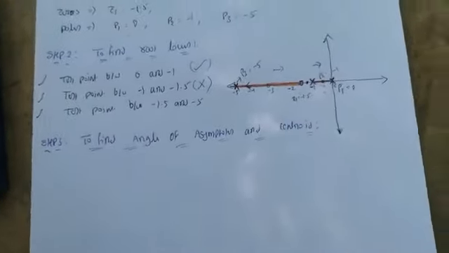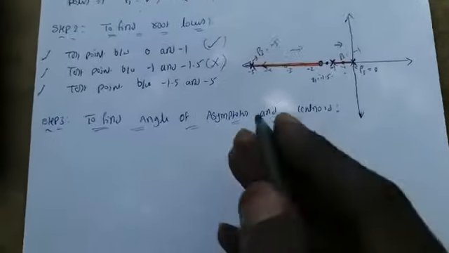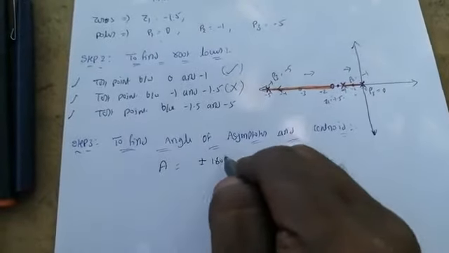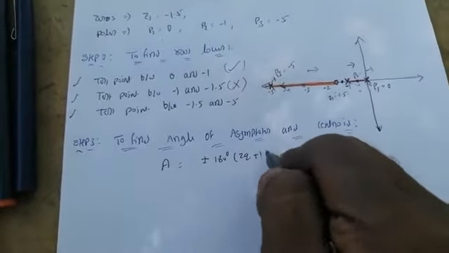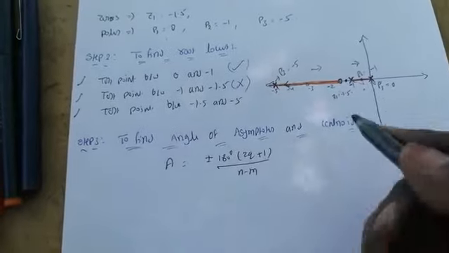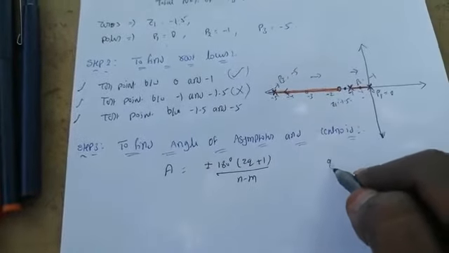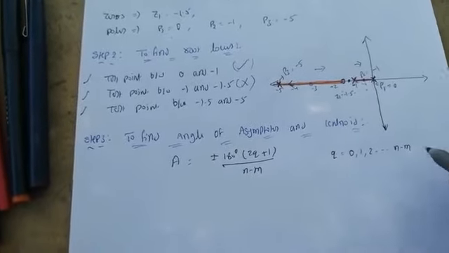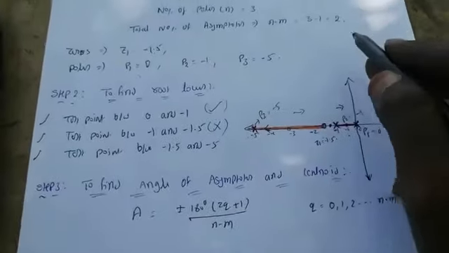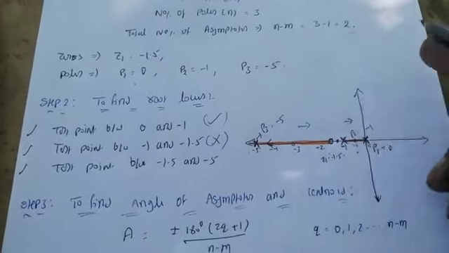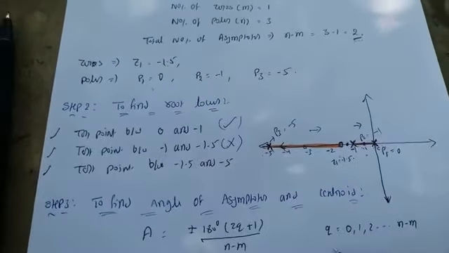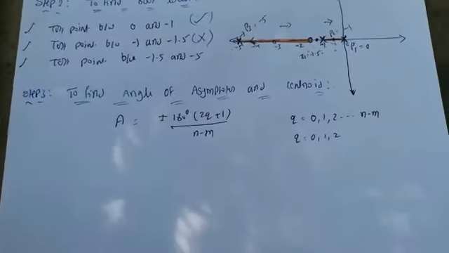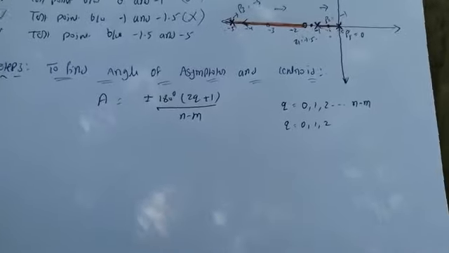So already you know the formula for the angle of asymptotes: A equals plus or minus 180 degrees times (2q plus 1) divided by n minus m. Here the q value should start from 0, 1, 2, up to n minus m. Already we have the n minus m value as 2, so you can consider the q values 0, 1, 2. With respect to all the q values, we have to find the angle of asymptotes.